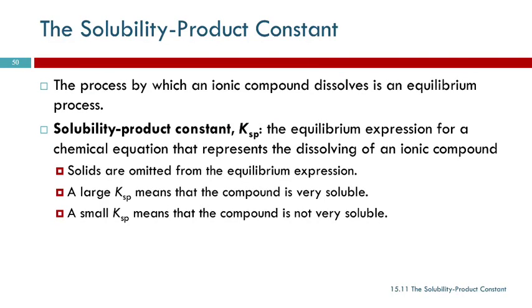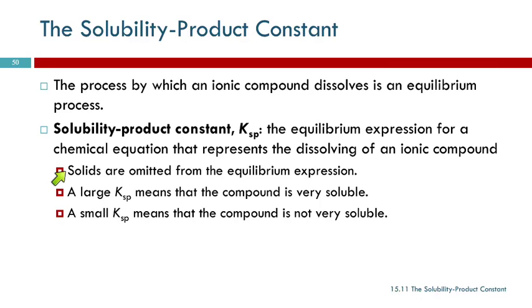Solubility-Product Constant. When an ionic compound dissolves in water or some other substance, that is an equilibrium process. There's things dissolving, but also things recrystallizing. So the solubility-product constant is an equilibrium constant for the equilibrium equation that describes the dissolving of the ionic compound. We call this KSP, SP standing for solubility product.